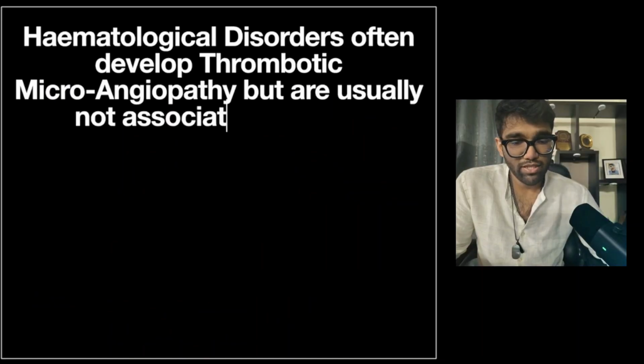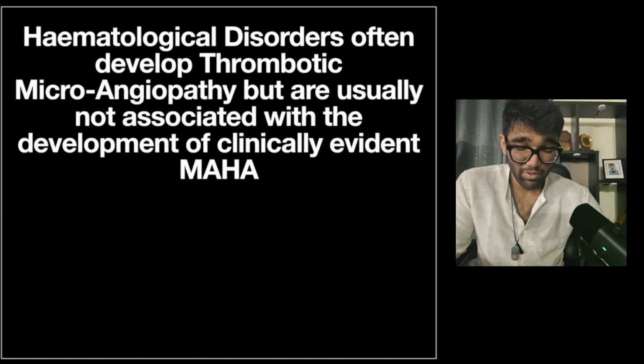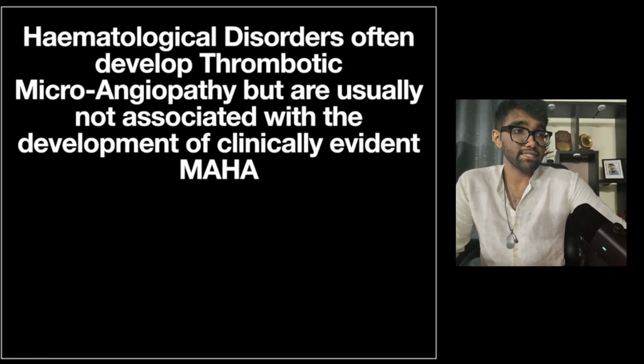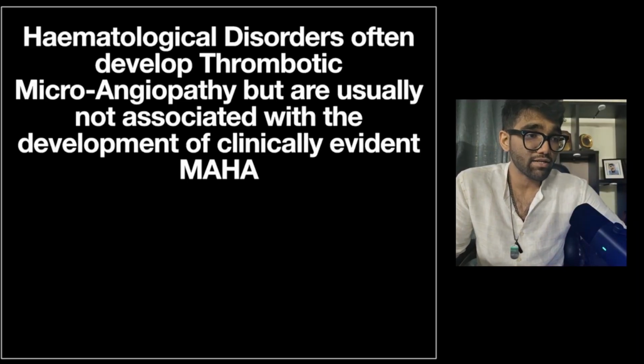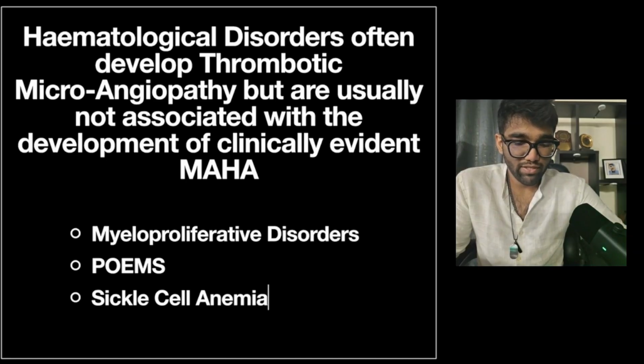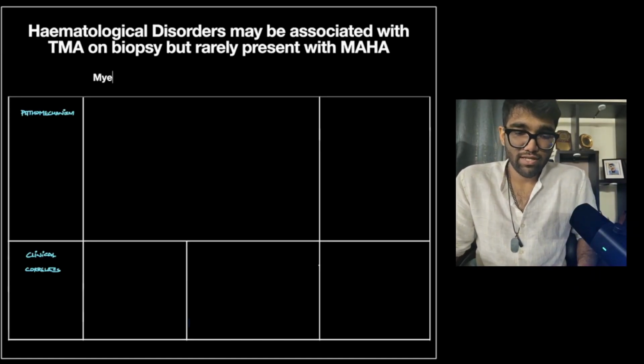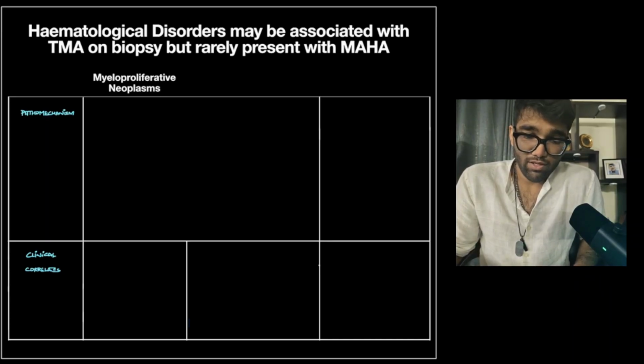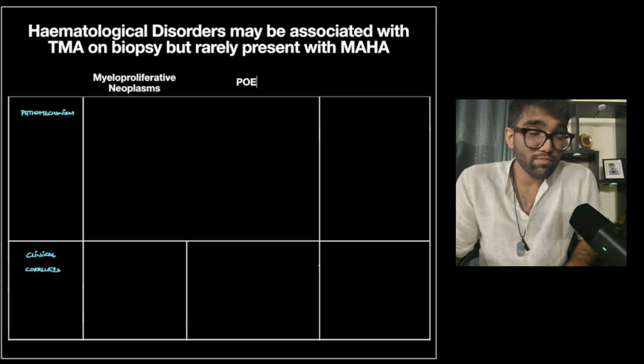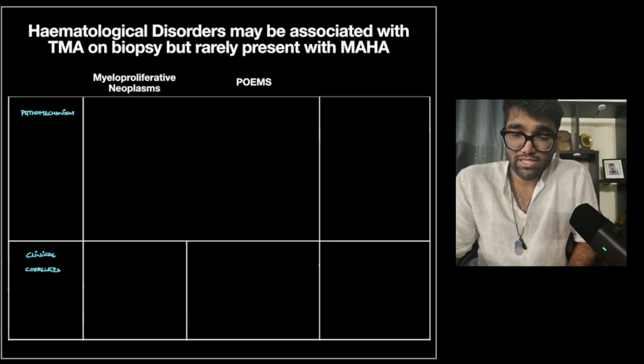Now, there are some hematological disorders that develop thrombotic microangiopathy, but again, these are usually not associated with clinically evident microangiopathic hemolytic anemia. These include myeloproliferative disorders, POEMS syndrome, and sickle cell anemia. So there are three disorders: myeloproliferative neoplasms, POEMS syndrome, which obviously is associated with plasma cell dyscrasias, and sickle cell anemia.